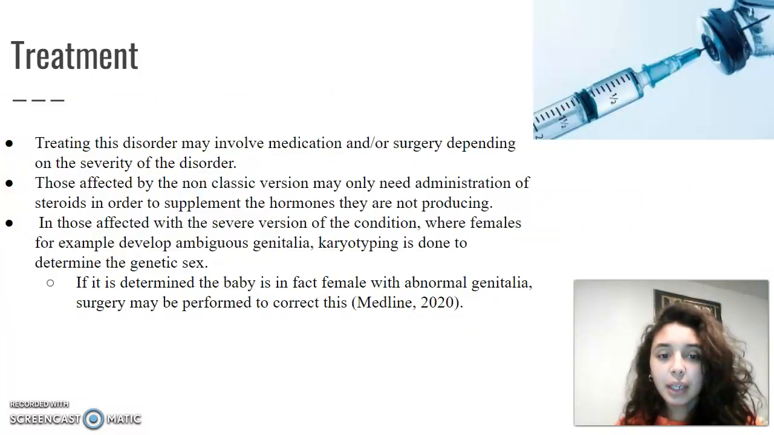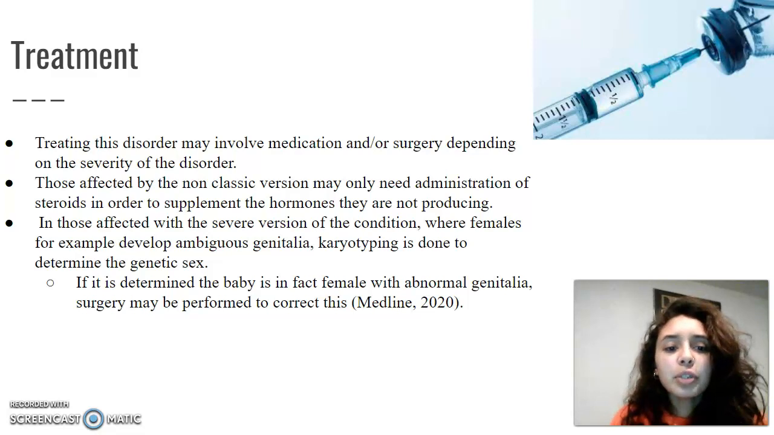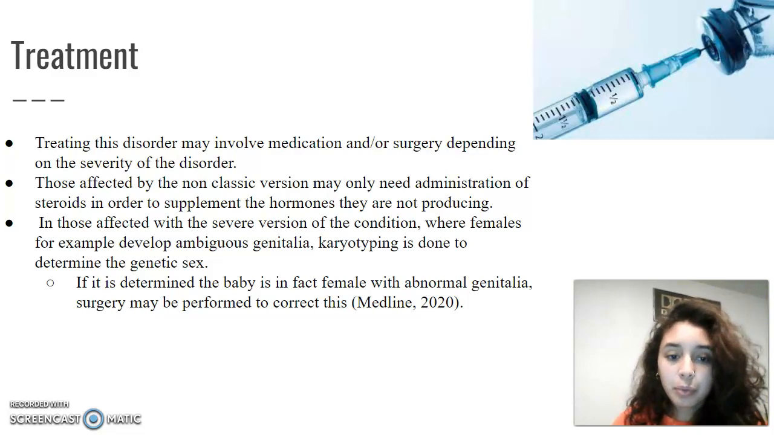In terms of treatment, it really depends on the severity of the disorder. It can be medication and/or surgery. For example, females that have ambiguous genitalia have to undergo karyotyping to know the genetic sex, and then go on from there and determine what surgical procedure has to be done to correct the genitalia. Most often for medication, though, it is steroid supplementation. So you have to supplement those hormones that aren't being produced.